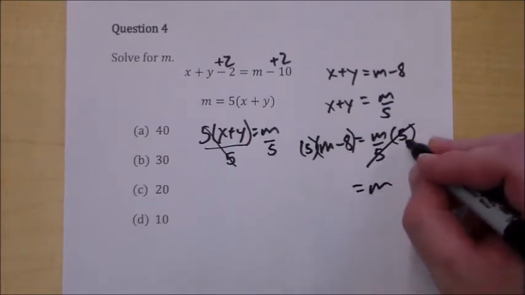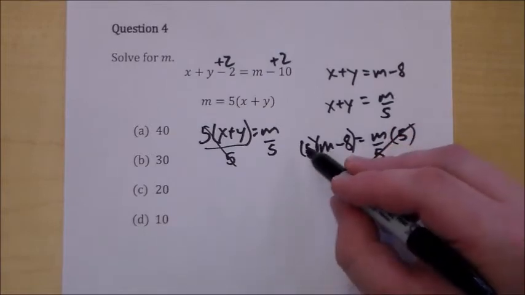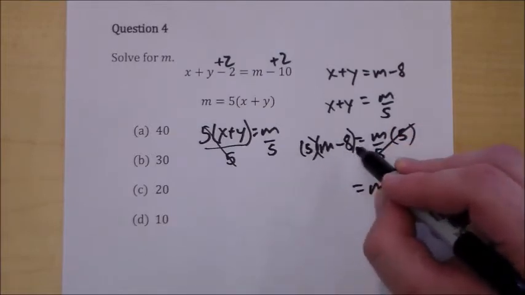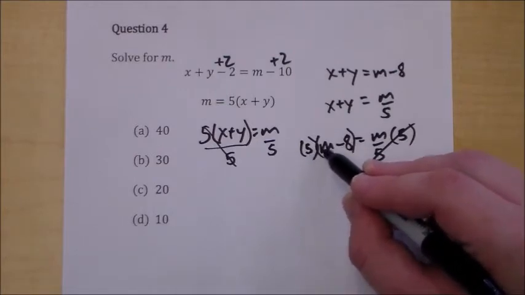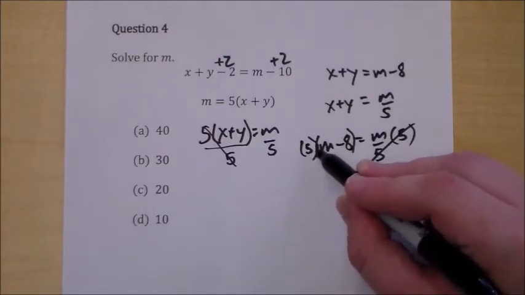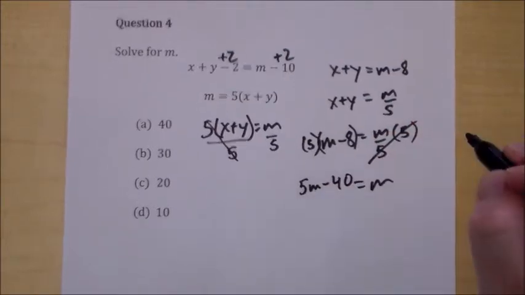So here we go, M divided by 5 times 5 just equals M, and you have to multiply the entire side of this equation by 5. Don't just multiply 5 times M, you have to multiply 5 times M minus 8, and you have 5M minus 40 using the distributive property.